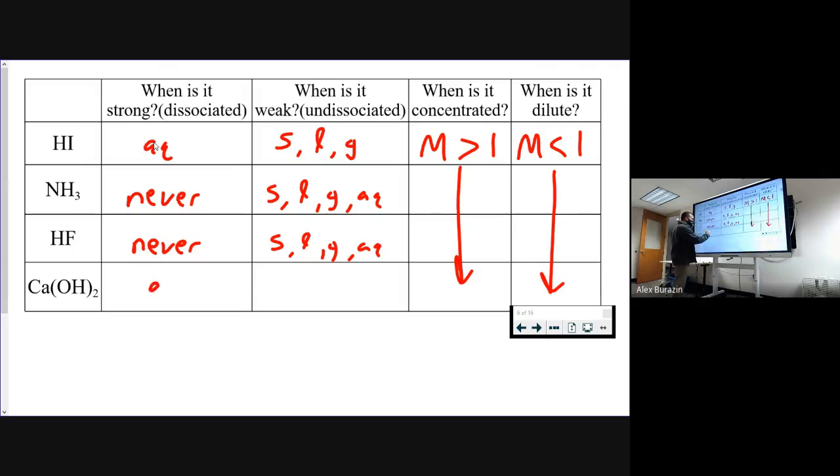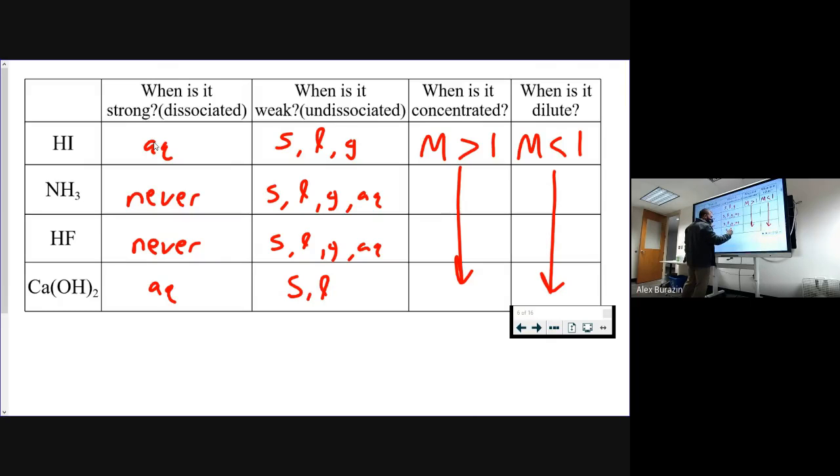Aqueous. This is a strong base, right? But when would we break it apart? Or when would it show that it's strong? Or when would it show itself dissociated? It has to be in water. When would it be undissociated? When is it weak? I'll put that in quotes.